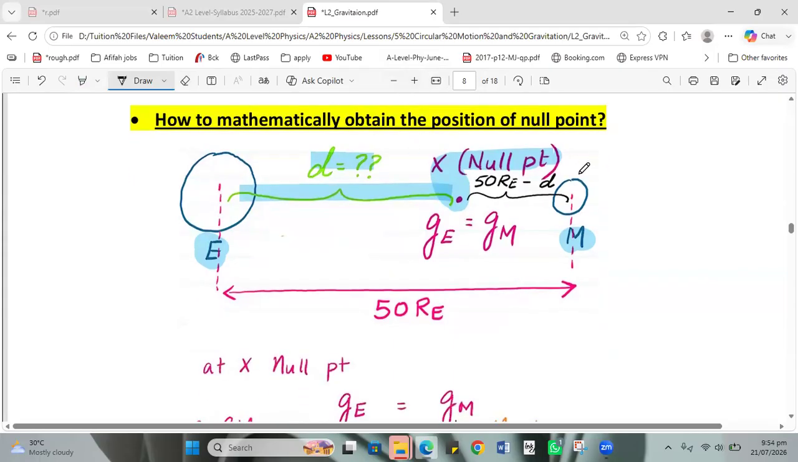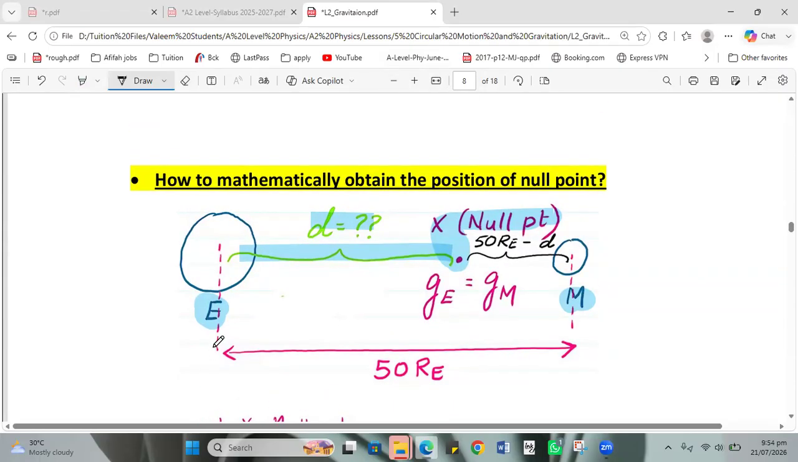Now, what is given in the question? You are given the total distance between the Earth and the Moon, which is 50 RE. What is RE? RE is the radius of the Earth. They have just given you the distance in terms of the radius of the Earth.